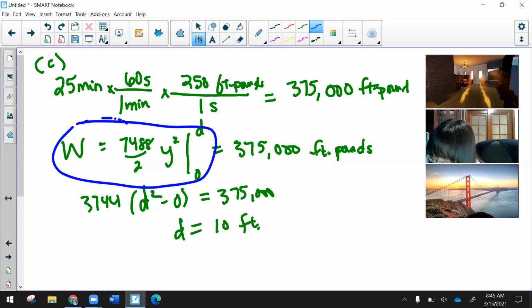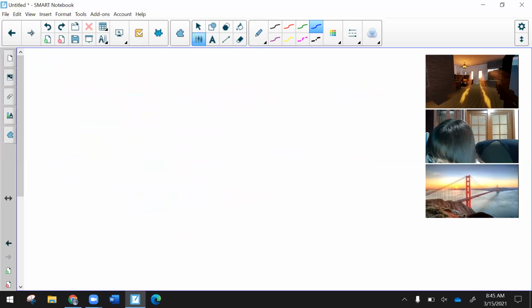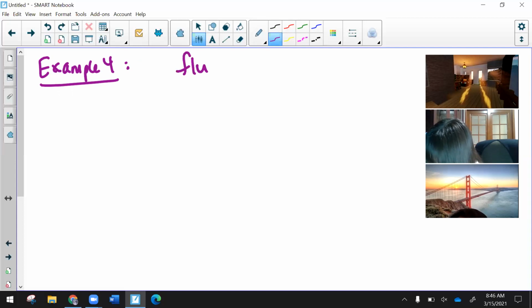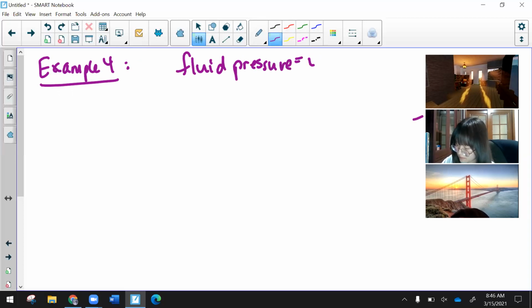All right, so one more problem. Okay, so that must be example 4. And so this one has to do with pressure. Okay. And one of the things that it has to do with is fluid pressure. And we're told that fluid pressure is W times H. And we'll talk about what those two things mean.